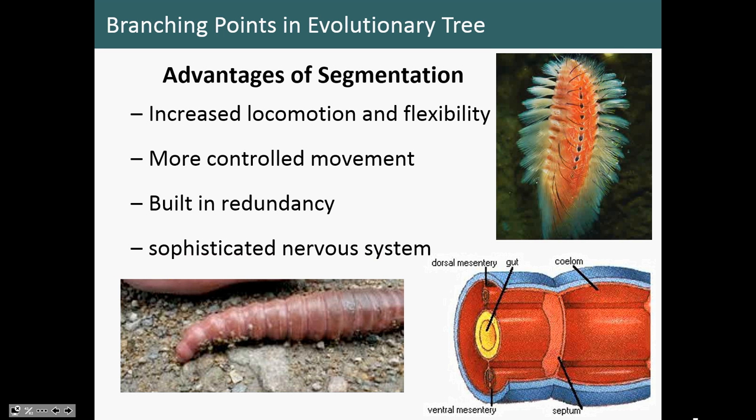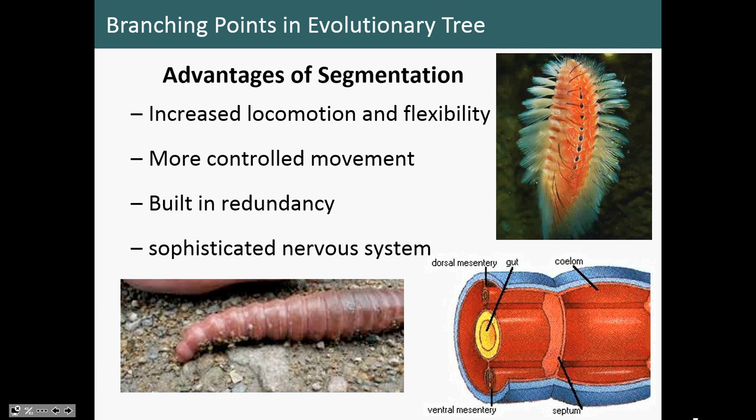So when we move into segments, we have increased locomotion and flexibility. We can flex around the segments, we can control the segmented units somewhat independently from each other, and we can move those units in a group, and so we can have more directed controlled movement. So when we move up to segmentation, it changes how organisms move through space, how they can locomote. It also gives some built-in redundancy.